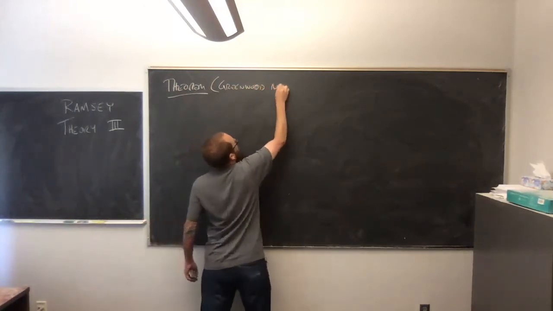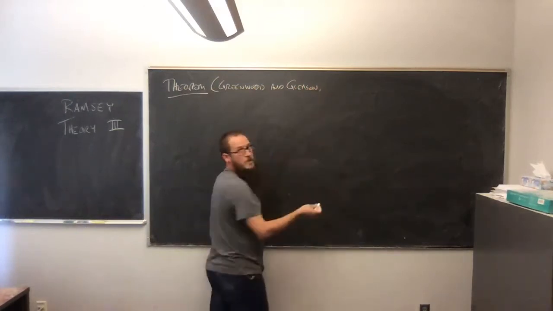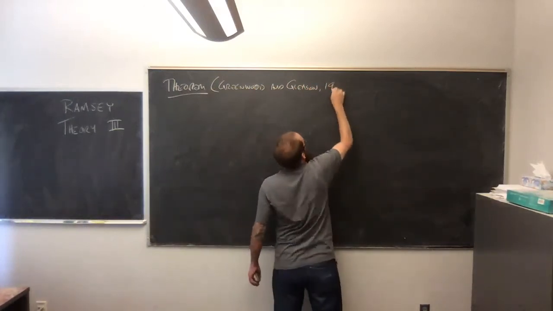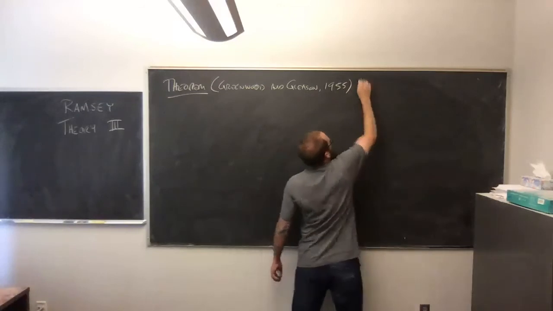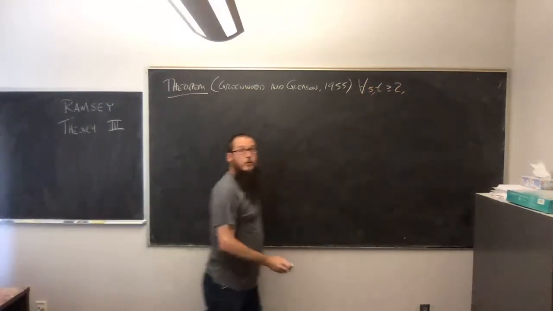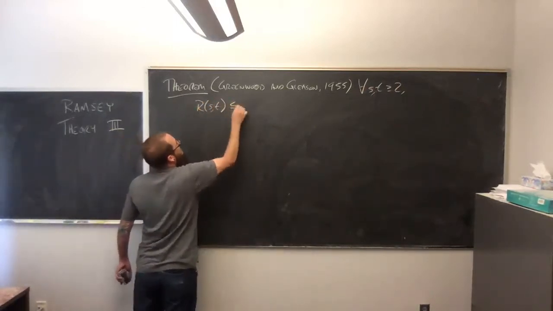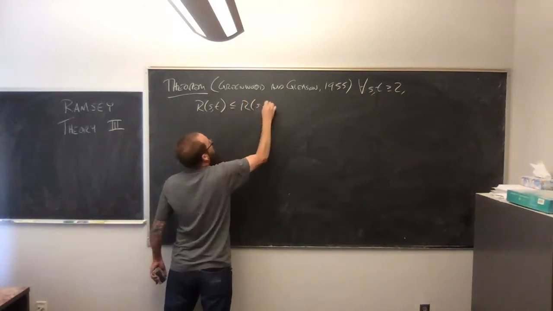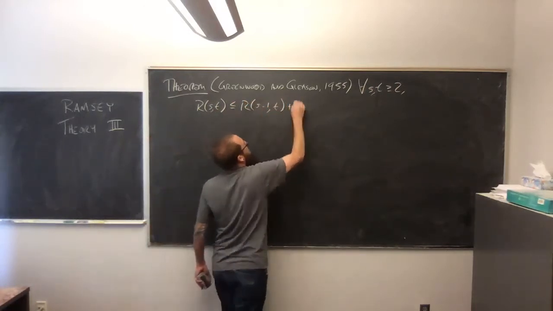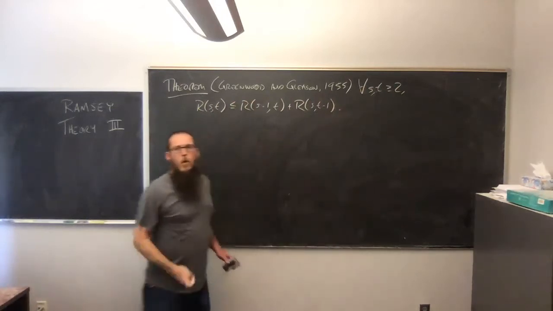Greenwood and Gleason proved this in 1955. What they proved is for all S and T bigger than or equal to 2, the Ramsey number R of S,T is less than or equal to R of S minus 1,T plus R of S,T minus 1.